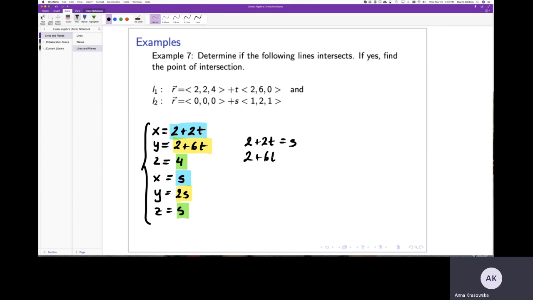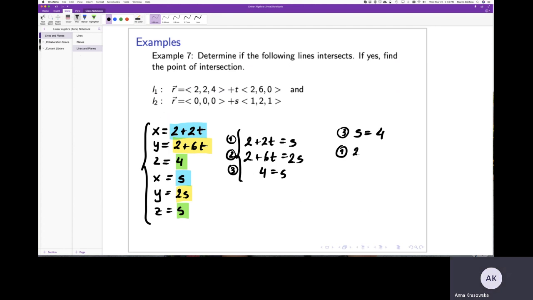2 plus 6t must be equal to s, 4 must be equal to s. We have 3 equations with just 2 unknowns and 1 already solved for us. So s is equal to 4. I will write that these are equations 1, 2, 3. So from equation 3 we have s equal to 4. We can replace it in equation 1.